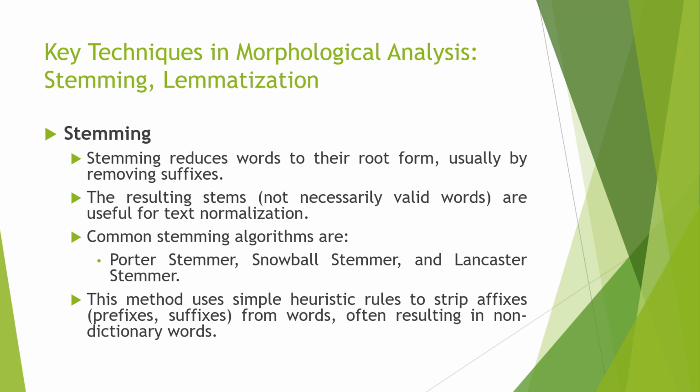So the word may become meaningless, without meaning. Maybe the words may be invalid words, but it is useful for text normalization. So we apply stemming algorithms like Porter stemmer, Snowball stemmer, or Lancaster stemmer to do this. These are popular stemming algorithms used for this stemming process. It uses simple heuristic rules. It is easy to understand and easy to formulate, and it makes the process of learning faster. We strip prefixes and suffixes from words. We generate non-dictionary words in this process.